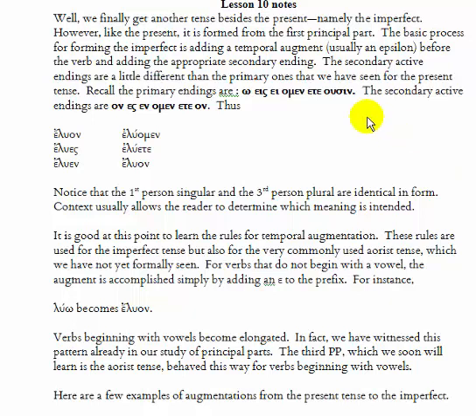Okay, welcome back. We're now into lesson 10. We finally get into another tense besides the present, and this is the imperfect. Although, just like the present tense, it's going to be formed off of the first principal part.